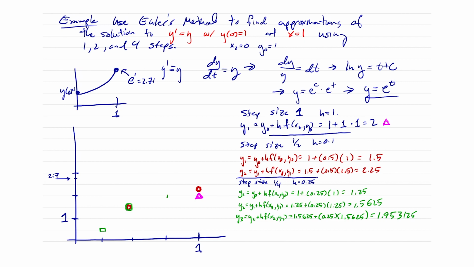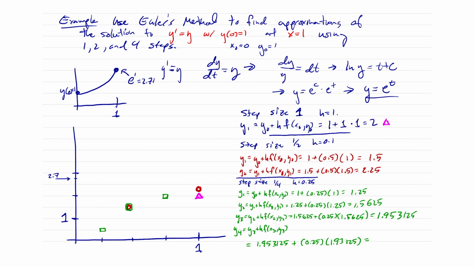So it's going to be here. Okay, now last one. So we get y4 is equal to y3 plus h times f of x3, y3. And what does this give me? It is 1.953 plus 0.25 times 1.953125.